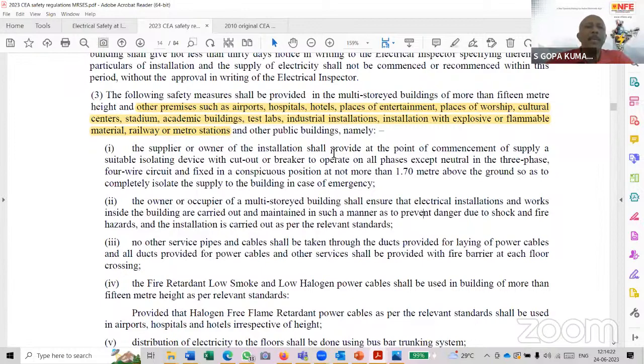Yes, that means other premises such as airports, hospitals, hotels, places of entertainment, irrespective of height. Sir, can I add some point?